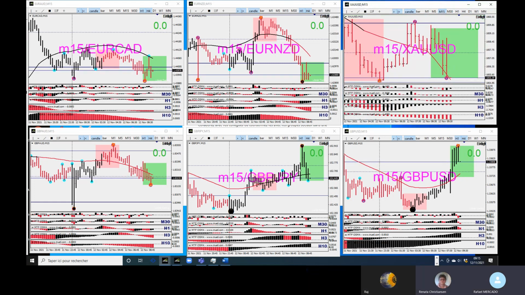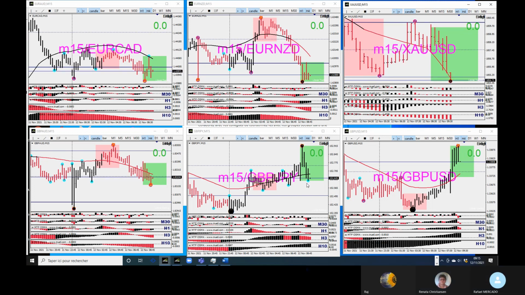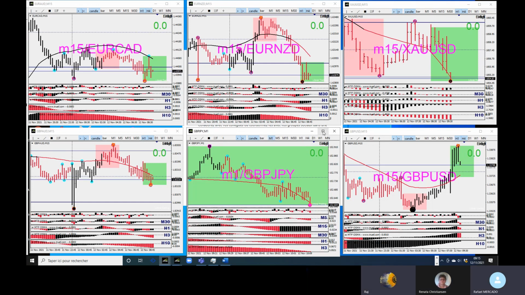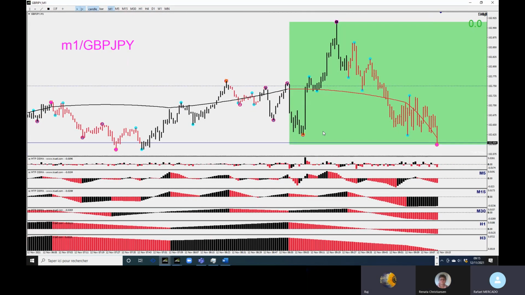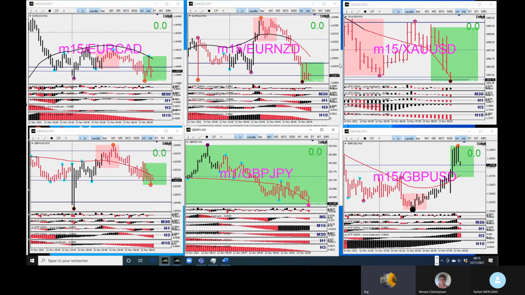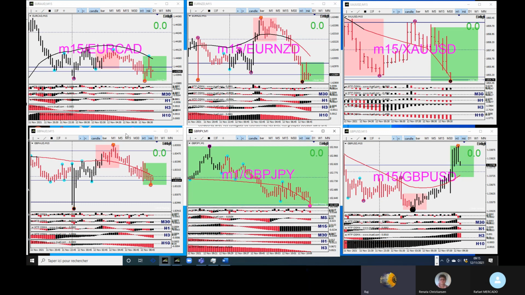Okay, pound yen can give us a long. Not yet. So we wait for the 1, 2, 3. Pound yen is in a solid range, unfortunately. It's going to go up and down, up and down, up and down.